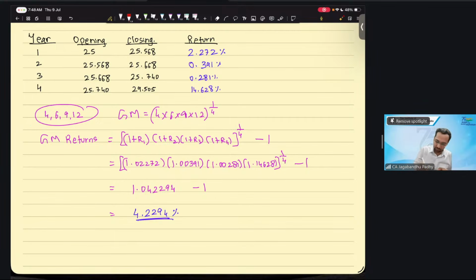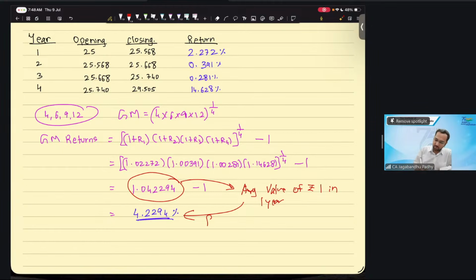So this particular term is going to tell you the average value of rupee 1 in 1 year. So of course, the rate of return will be after subtracting 1.